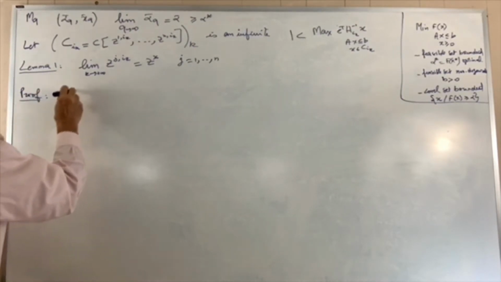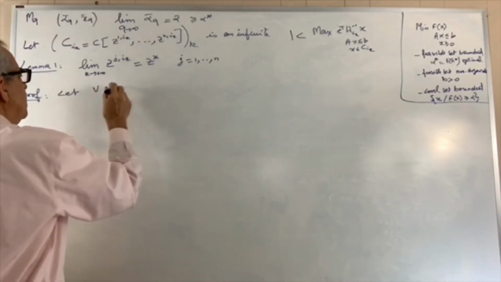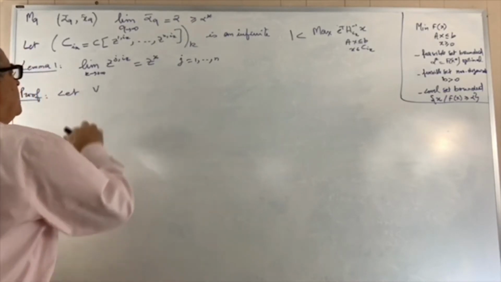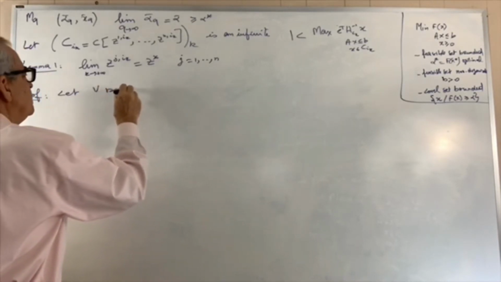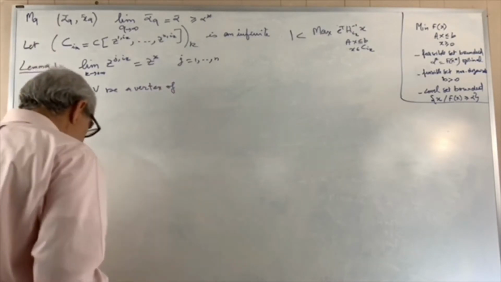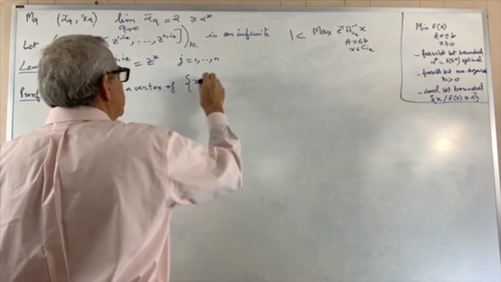The proof is quite simple. Let v be a vertex of our original region, the set X of our polyhedral set.